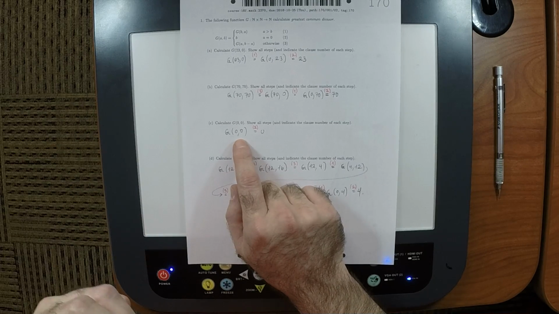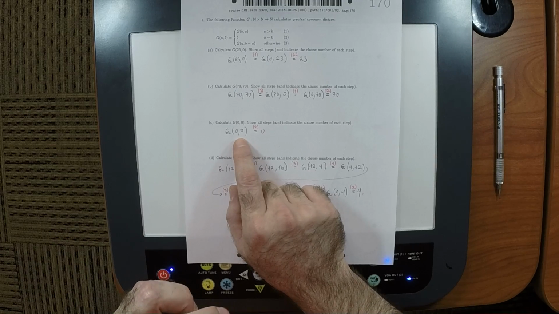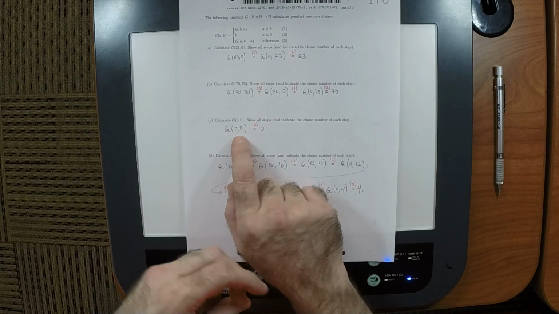Right. So are they in the right order? Yeah. Is the little one 0? Yeah. So the answer is 0. Now I write this one down.